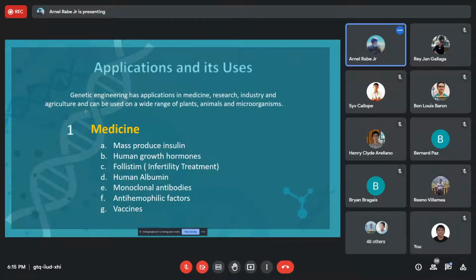Mass-produce insulin. It is possible to mass-produce insulin using recombinant DNA. Recombinant DNA is a technology scientists developed that made it possible to insert a human gene into the genetic material of a common bacterium. This recombinant microorganism could now produce the protein encoded by the human gene.